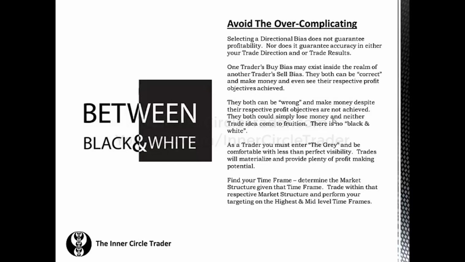Find your time frame as a trader. Determine the market structure given for that time frame. Trade within that respective market structure and perform your targeting on the highest and mid-level time frames. And I promise you, you'll have more than enough trades laid at your feet. But it's not about trading every day, and it's not about capturing 1,000 pips a month. It's about consistently harvesting profits out of the marketplace, keeping risk low and your action level low. Don't try to trade a whole lot. Keep your trading controlled. That way you're going to control your emotions, your expectations will be kept realistic, and you're going to live comfortably in the gray.